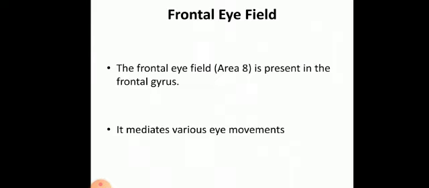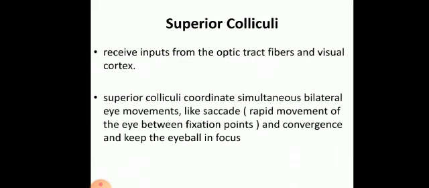Now the frontal eye field. The frontal eye field, which is area number 8, is present in the frontal gyrus, and it is responsible for the eye movements. The superior colliculi receive input from the optic tract fibers and also the visual cortex, and coordinate eye movements like saccade.